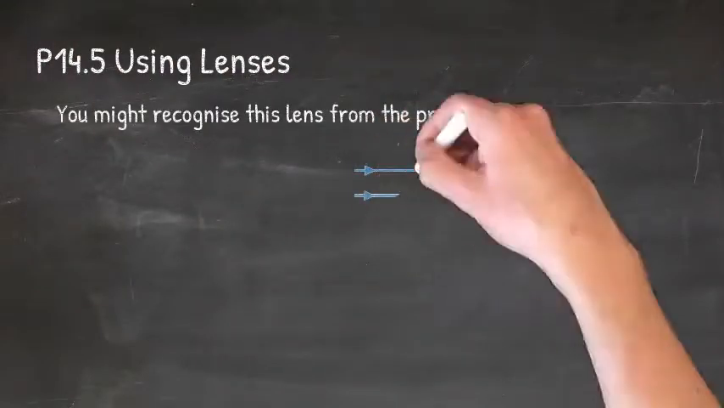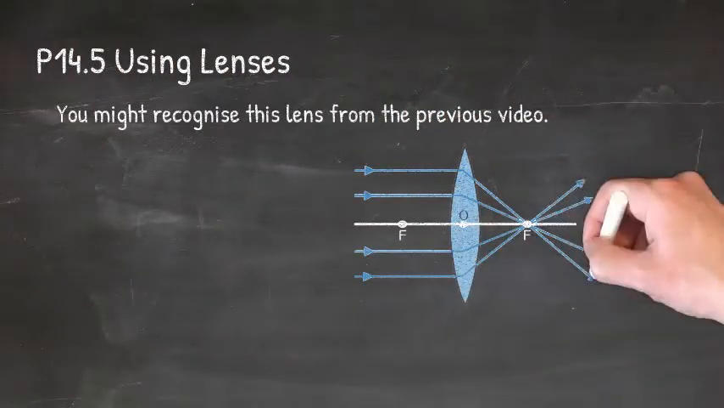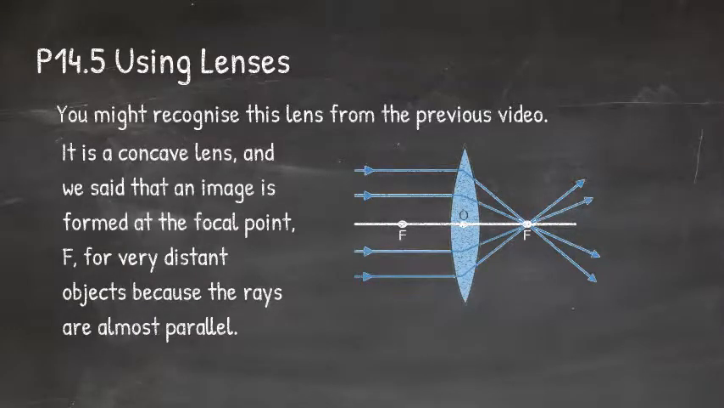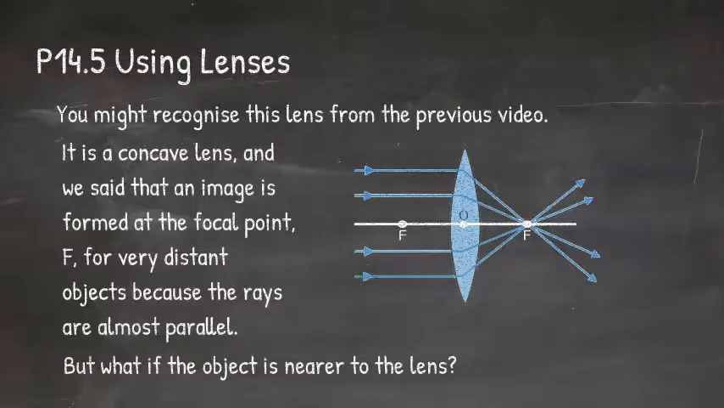In this video, we are looking at using lenses. You might recognise this lens from the previous video. It's a concave lens, and we said that an image is formed at the focal point F for very distant objects because the rays are almost parallel. But what if the object is nearer to the lens?